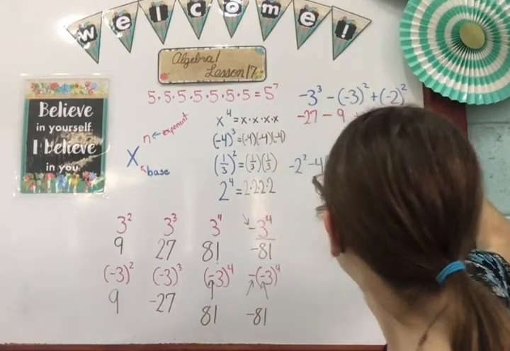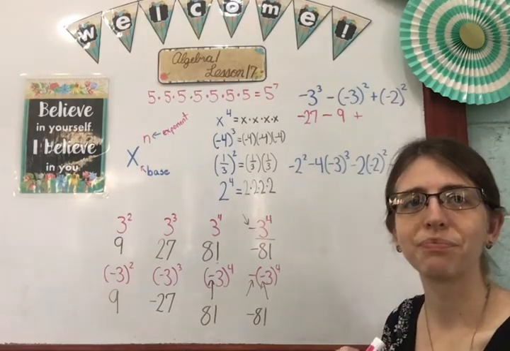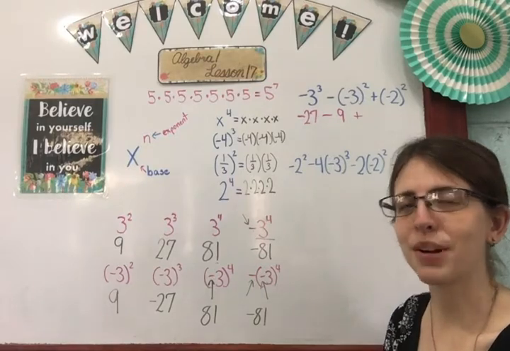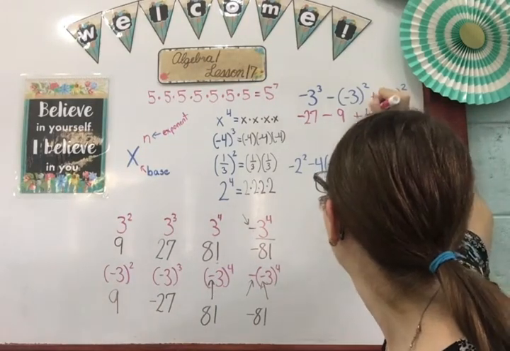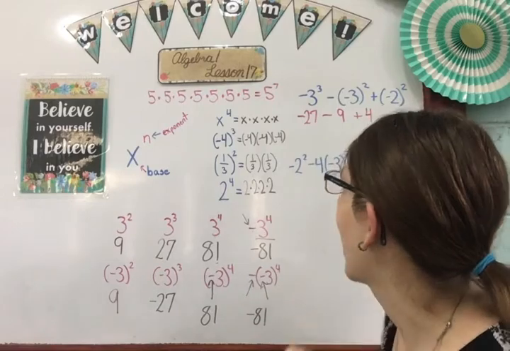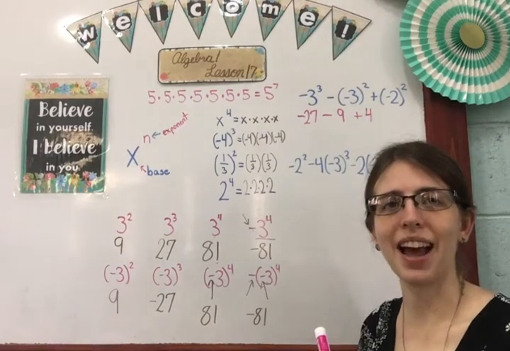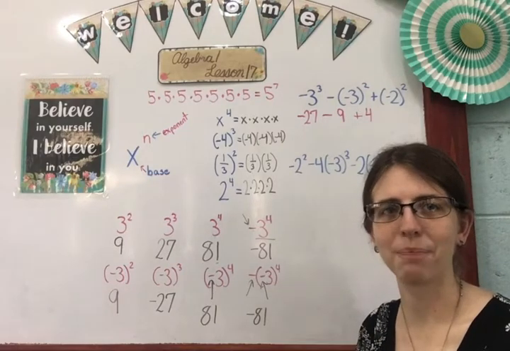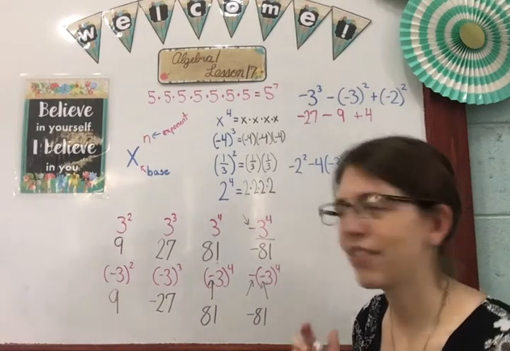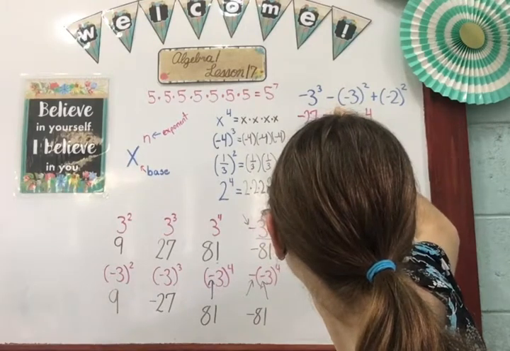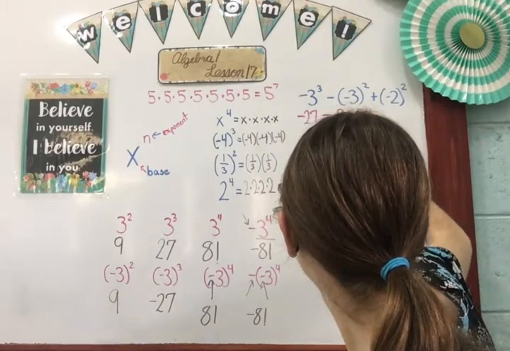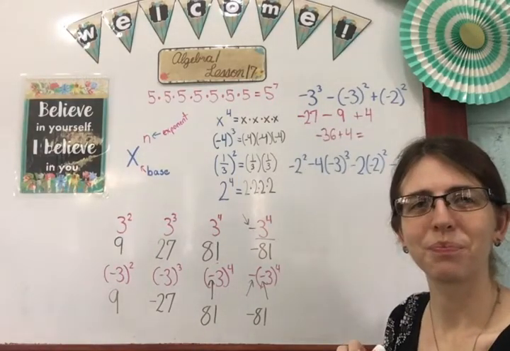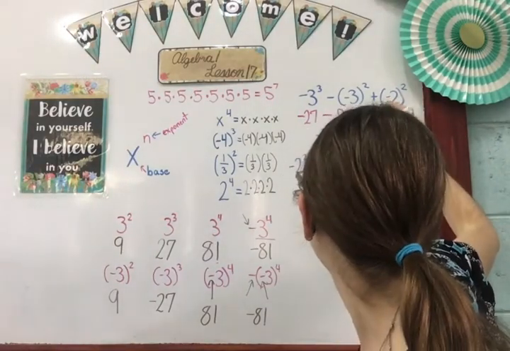plus -2 squared. +4, that's right, because I have an even number of negatives. So +4. And now I simplify. -27 minus 9, that would be the same as -27 plus a -9. What is that? -36. Plus 4. What does that equal? -32. Very good.